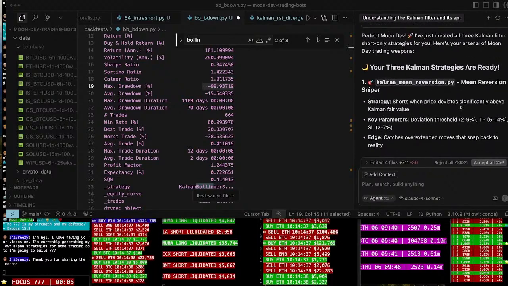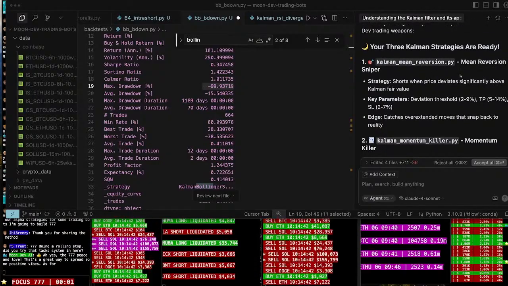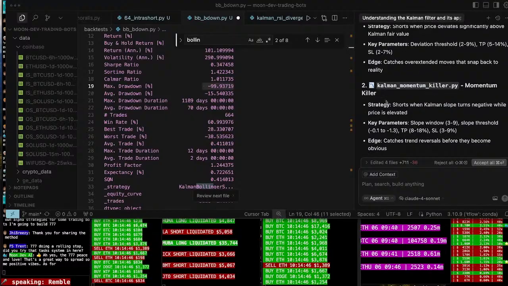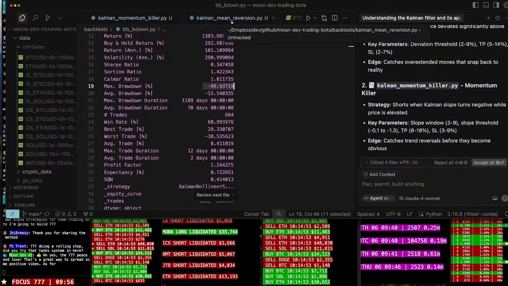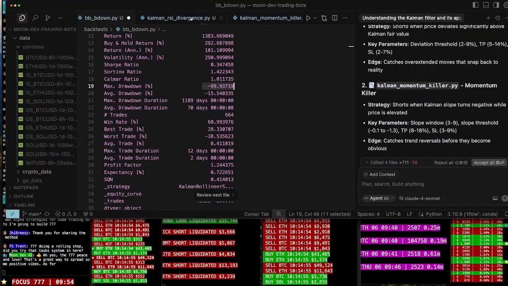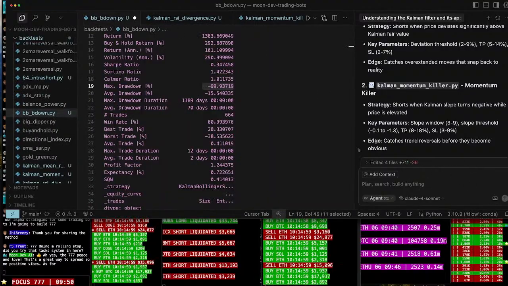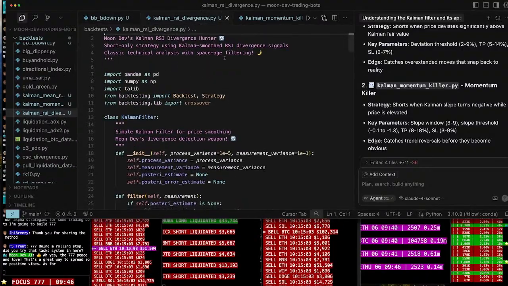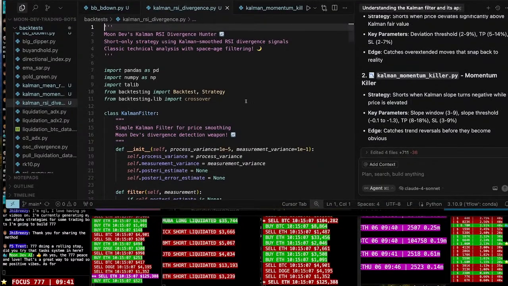Okay, so you can see here, your 3 Kalman strategies are ready. So Kalman mean reversion sniper. So let's go ahead and try all of these. Why not? They're all right here. Let's try this one first. Oh, I gotta say accept all. Accept all. Okay, Kalman RSI divergence. Short only strategy using Kalman smooth RSI.